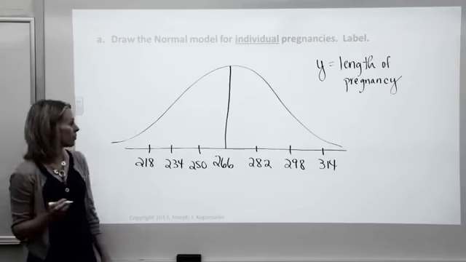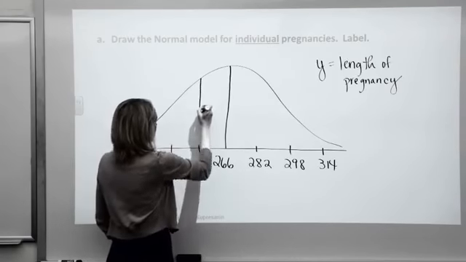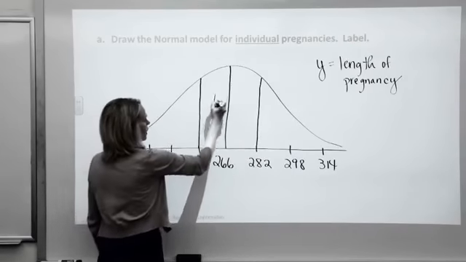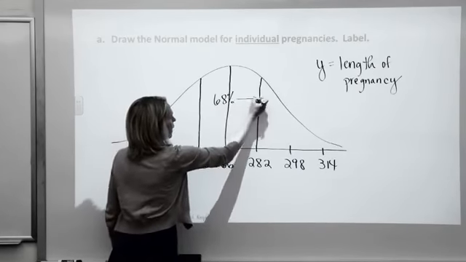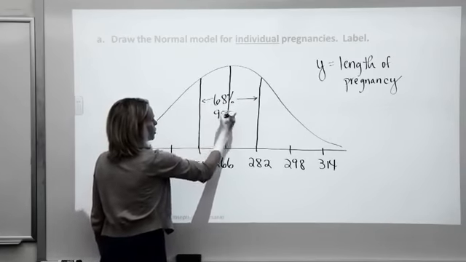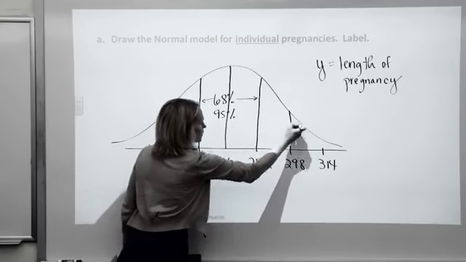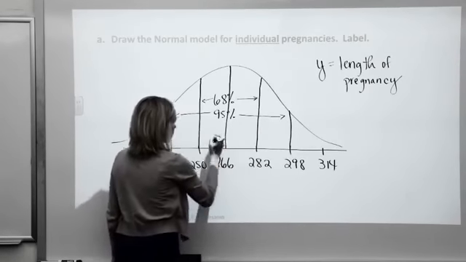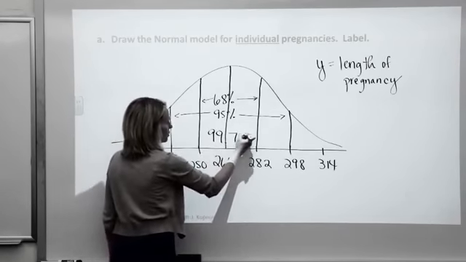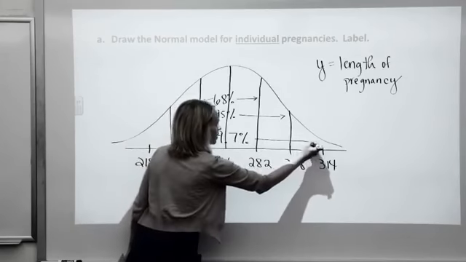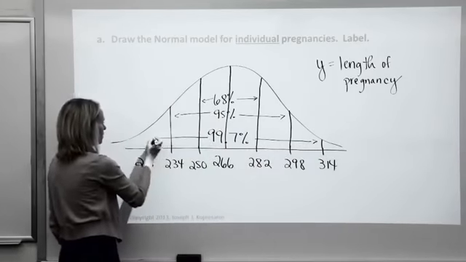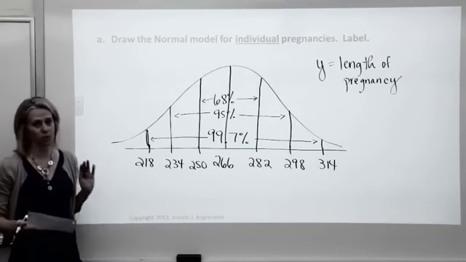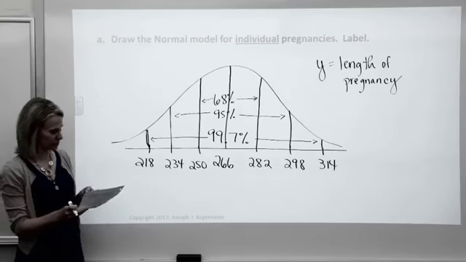And then we could even label. You'll recall that 68% of the time observations will fall within 1 standard deviation of the mean. 95% of the time will be within 2. And almost all of the time will be within 3 standard deviations of the mean, 99.7% roughly here. So that's what our normal model would look like for individual pregnancies.